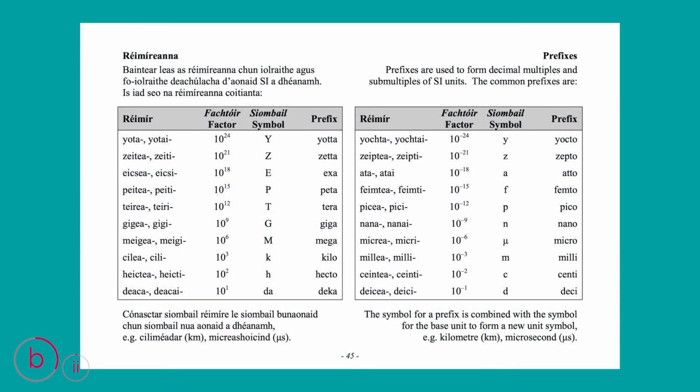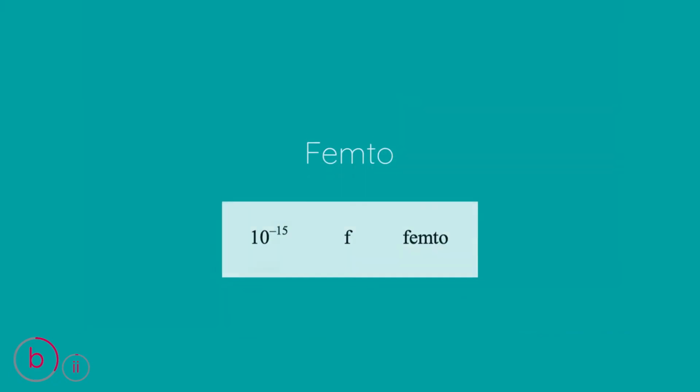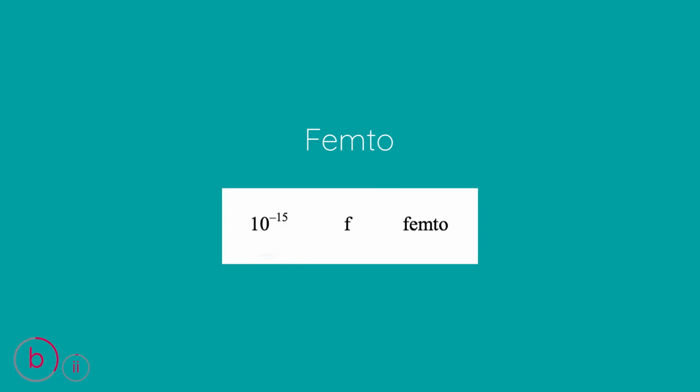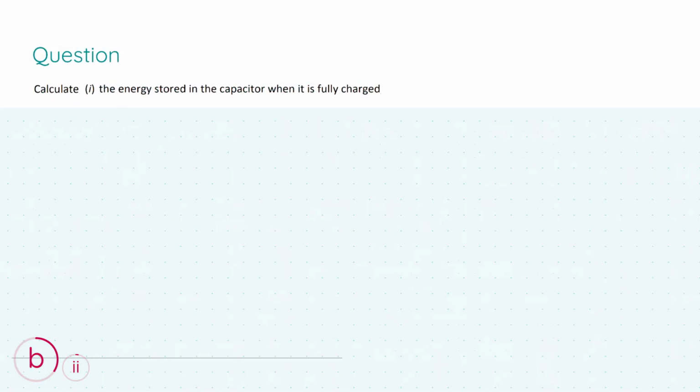And also page 45, where we're going to be looking at the prefixes which appear in front of some of the SI units. In particular today we're going to be looking at the femto, which is 10 to the power of minus 15.